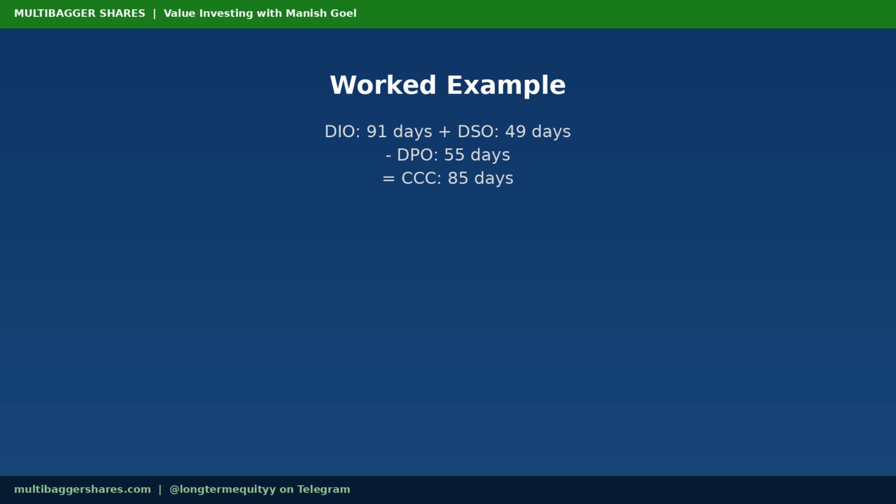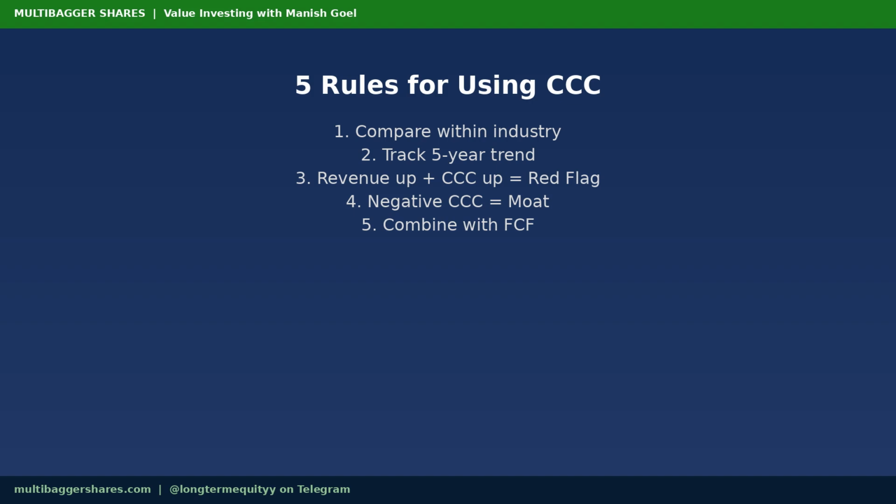Rule number 3. Watch for the deadly combination. Revenue growth plus CCC deterioration. If a company is growing sales by 20% but its CCC has stretched from 60 days to 120 days, be very careful. This often means the company is pushing sales by offering generous credit terms or stuffing distribution channels. This kind of artificial growth always unravels.